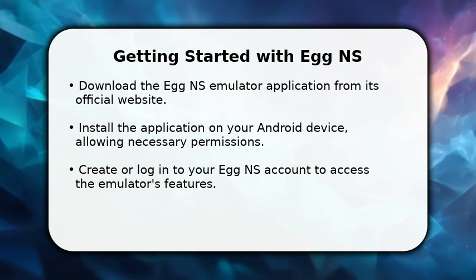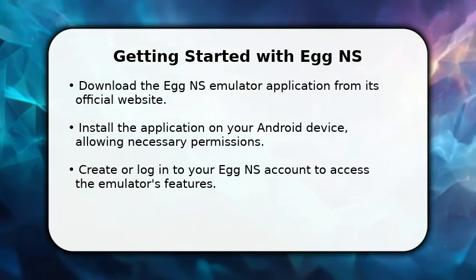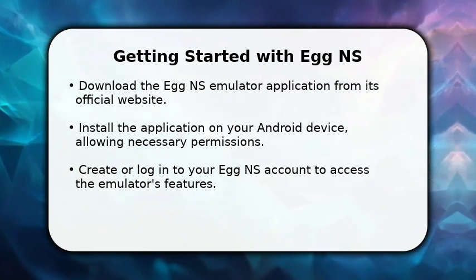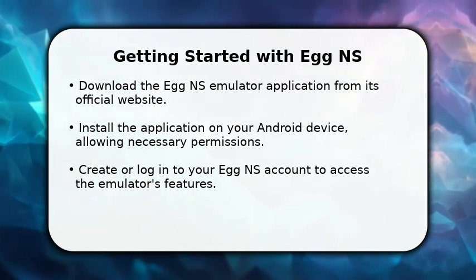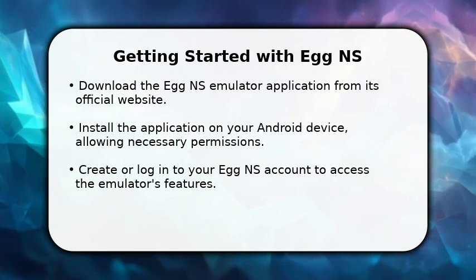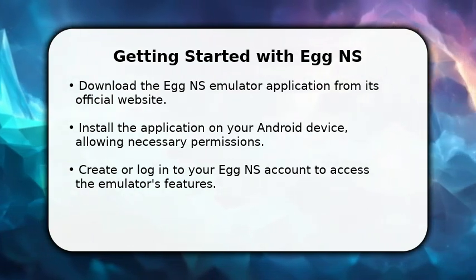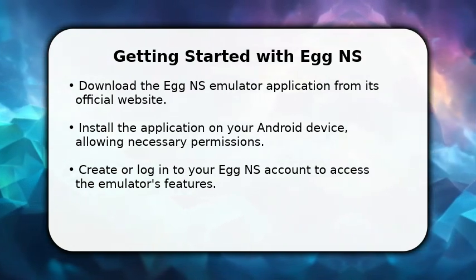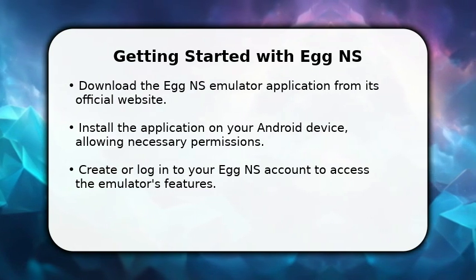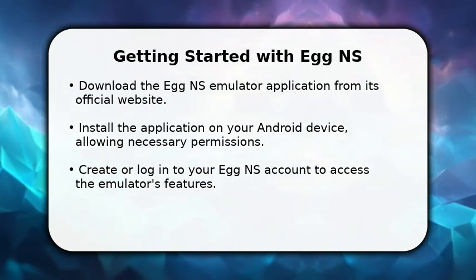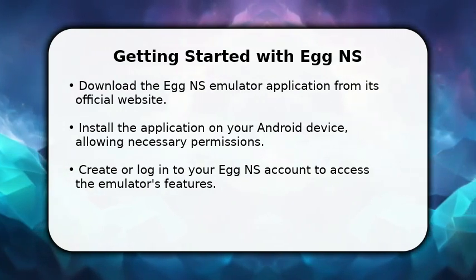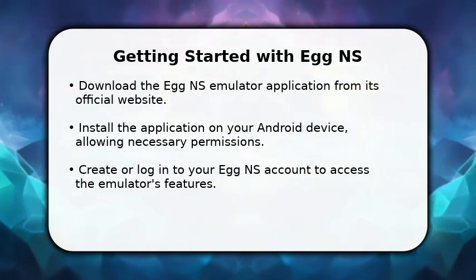In this video, I will explain how to add games to Egg NS. First, you will need to download and install the Egg NS emulator application on your Android device. Ensure you grant all required permissions during installation. Once installed, open the app and either register for a new account or log in with your existing credentials. This initial setup is crucial for accessing the emulator's full functionality and preparing for game integration.